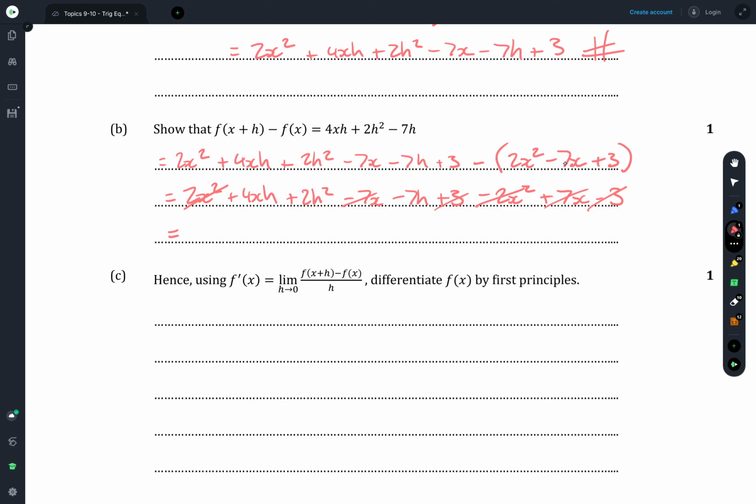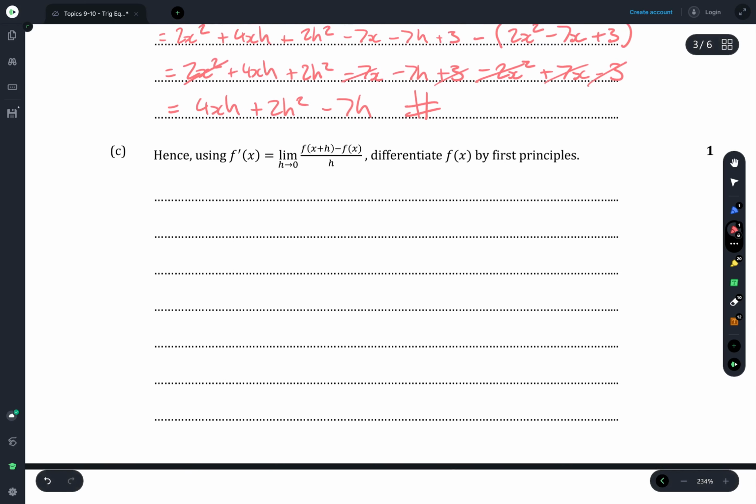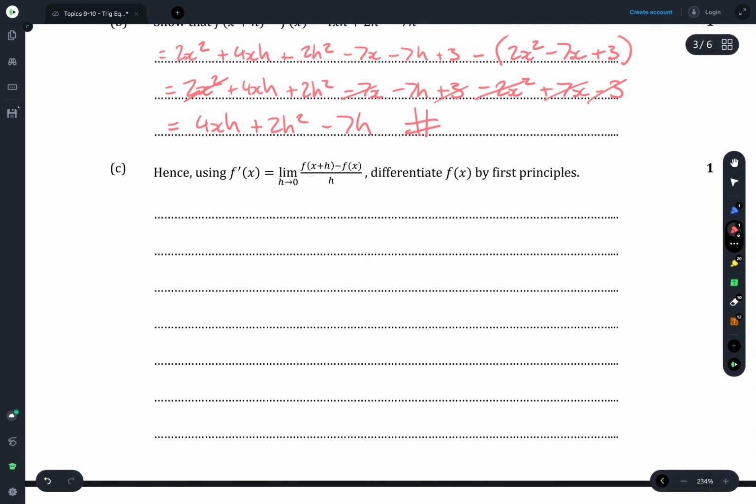And if this remained as a negative 7, I would have negative 7h minus 7h. Minus 7x minus 7x, and that'll be minus 14x. So by design, in first principles, lots of things are going to cancel out. And then what's left over is just the 4xh plus the 2h squared minus 7h, which again is what we're trying to find. So lastly, we now, hence using the first principles formula, differentiate by first principles.